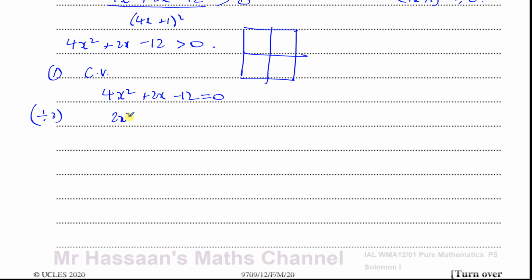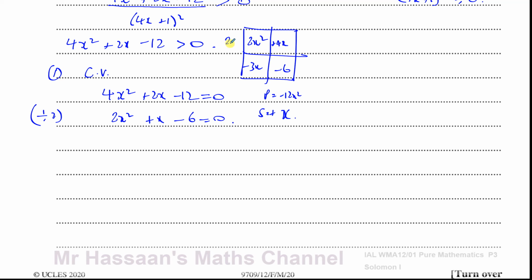That gives 2x² + x − 6 = 0. So I've got to find two numbers that multiply to give −12x² and add to give +1x. That's pretty easy: 4 and 3. So you're going to have +4x and −3x. They multiply to give −12x² and add to give 1x.